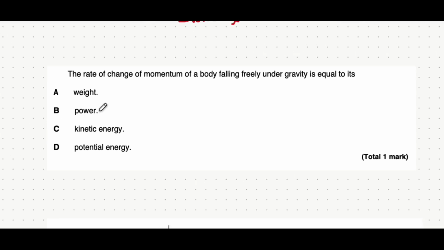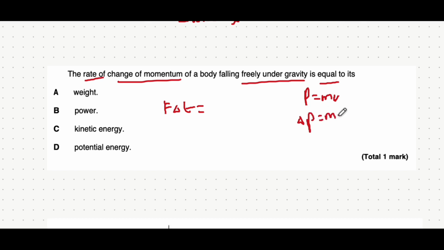This one relates more so to momentum and impulse. It's telling us what the rate of change of momentum of an object falling freely under gravity is equal to. Well, let's think about it. We know impulse, force times change in time, I wrote just time, is equal to change in momentum. Because momentum is mass times velocity, and during an object's motion the mass is almost always constant, a change in momentum is caused by a change in velocity. So we can say that the change in momentum is mass times change in velocity.